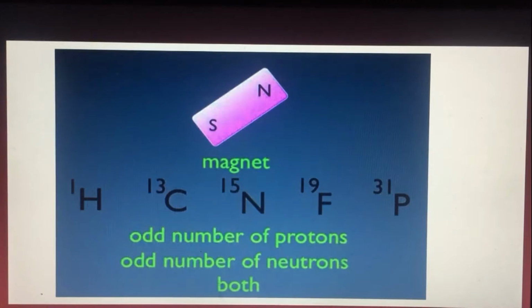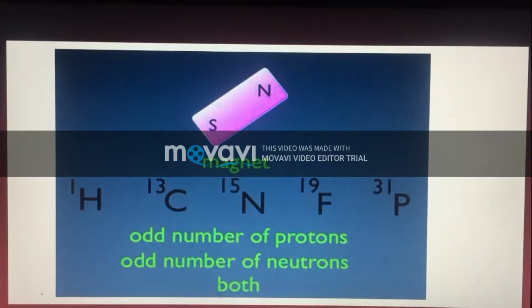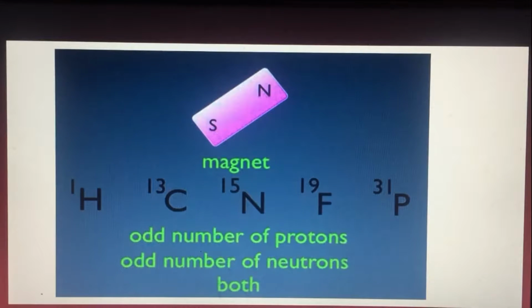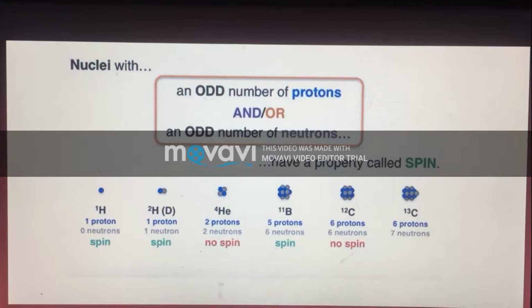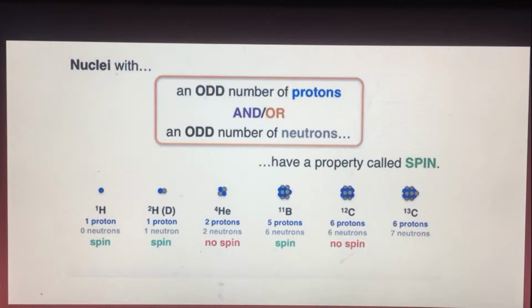Okay, now let's see a nucleus. Suppose you have a hydrogen nucleus. It has one proton, that is an odd number of protons. So in NMR we need a nucleus that has an odd number of protons or an odd number of neutrons, or both. It will be more clear in the next slide. See, in this slide, let us take hydrogen. It has one proton and zero neutrons. That's why the number of protons is odd. So it has spin, and we can use this for NMR.